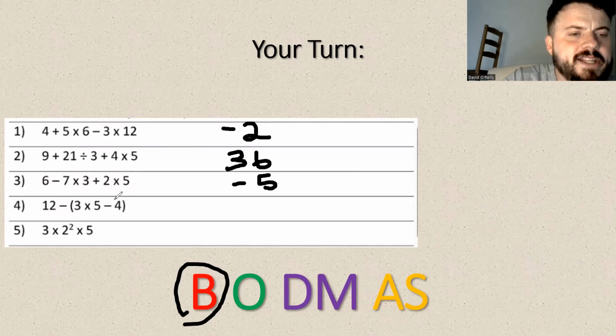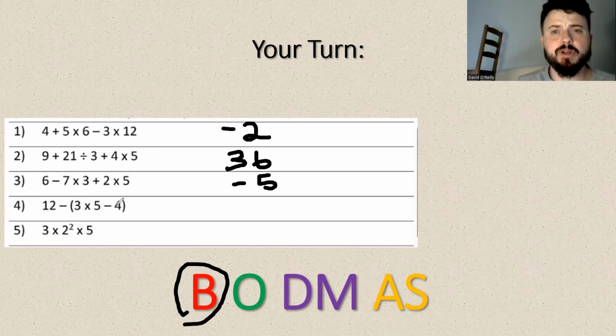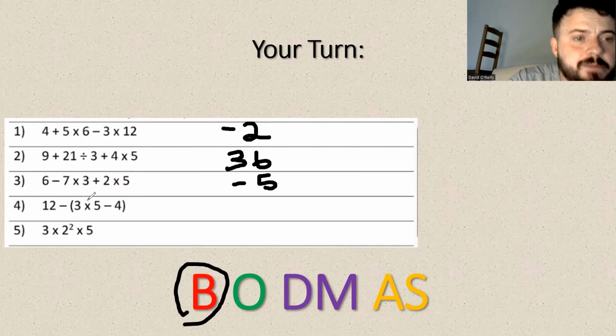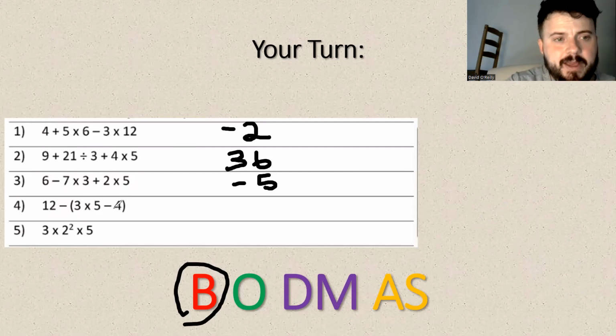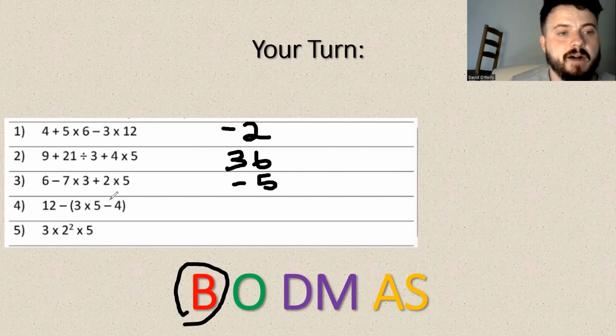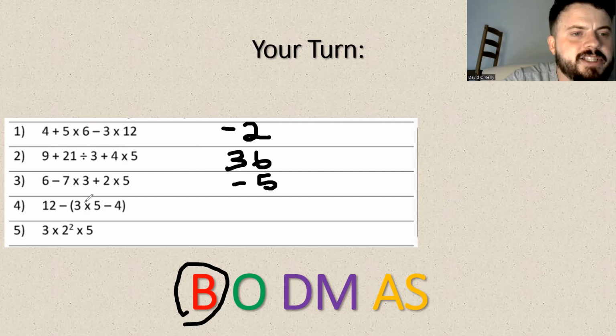Now, when we're inside this bracket, we still use Bodmas. So we do multiplication before subtraction, okay? We do multiply first and the subtraction after. So we do 3 times 5, which is 15. Okay, done that bit. 3 times 5, 15.